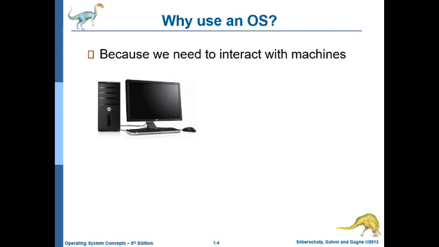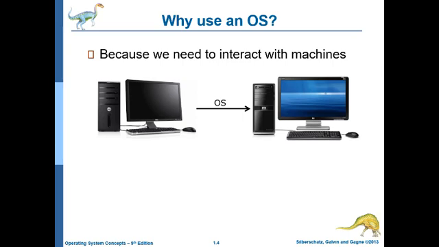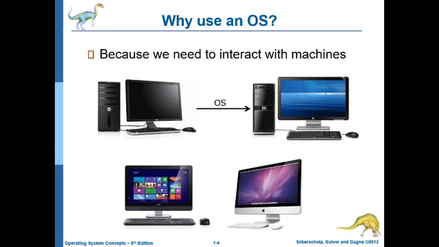So if we want to use this machine, then we will install an operating system in the machine, and it will start working. You will see something on the screen. You can use your mouse, keyboard, and hard disk, etc. Everything will start working. So this is why we use an operating system. Similarly, you can see other examples of operating system: Macintosh, Windows operating system, etc.